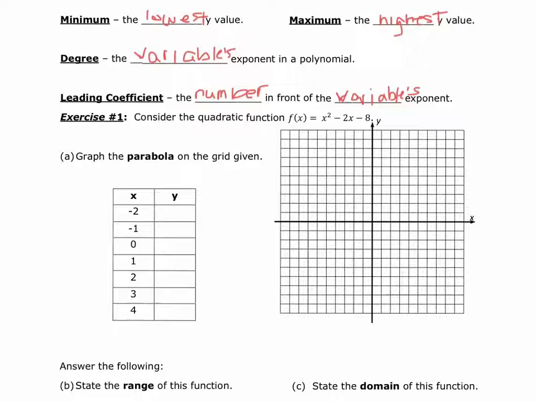So here, consider the quadratic function f of x equals x squared minus 2x minus 8. We're going to want to open up your internet, and we're going to want to go into a graphing calculator online called Desmos. So I'm going to show that right here.